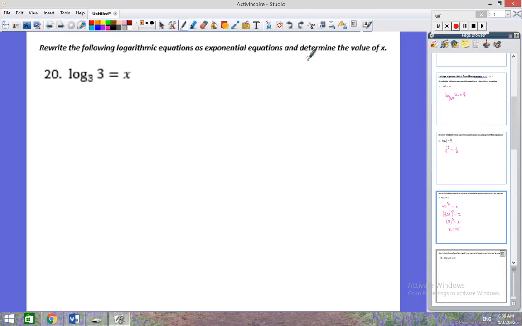So here the same directions. We're taking this log equation, we're going to write it as an exponential equation and then determine the value of x. We have a base of 3, the exponent is x, that's equal to 3. Logarithms and exponential functions are one-to-one functions. One-to-one functions have this property that allows us to solve for this by saying if these two numbers are the same and the base is the same, the exponents must be the same.